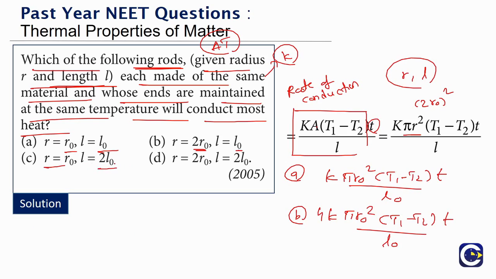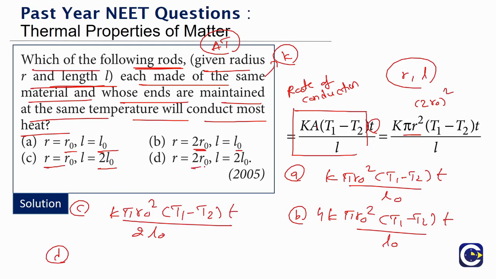R is R naught, L is 2L naught. Option C: K into pi R naught square into T1 minus T2 into small t by 2 times L naught. There is a 2 in the denominator. Now option D is what? R is 2R naught, L is 2L naught.